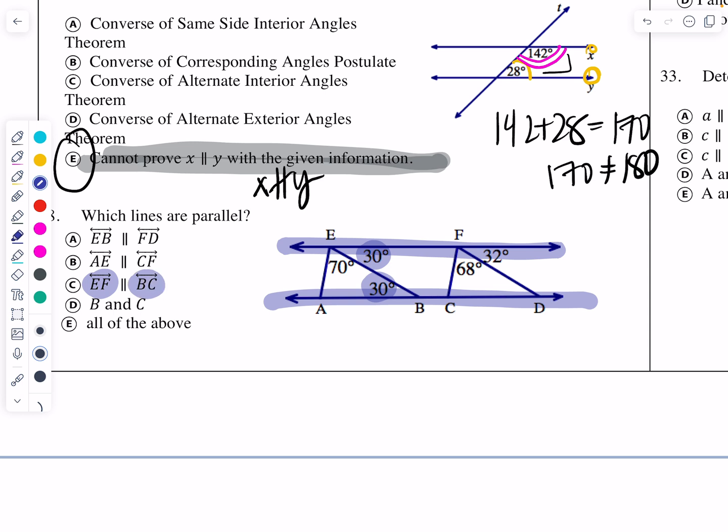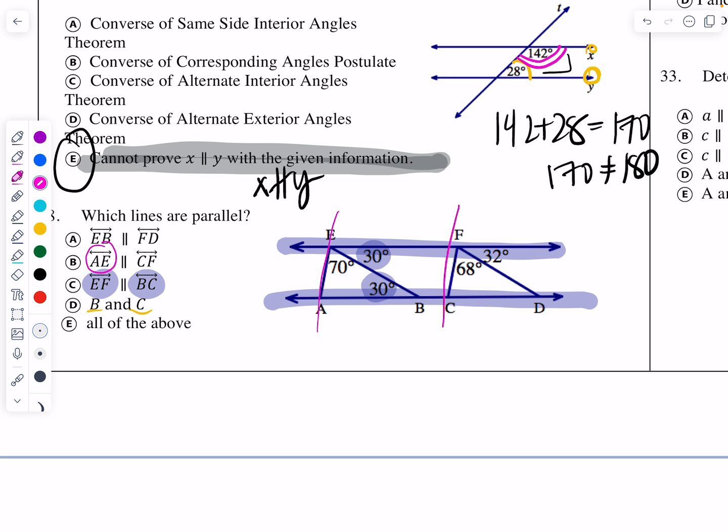Now, we're not going to immediately circle that because this option right here says B and C. So we need to check B and C. Could B be true? So AE, line AE, that's this one right here, is that going to be parallel to CF? Well, what would allow that to happen?